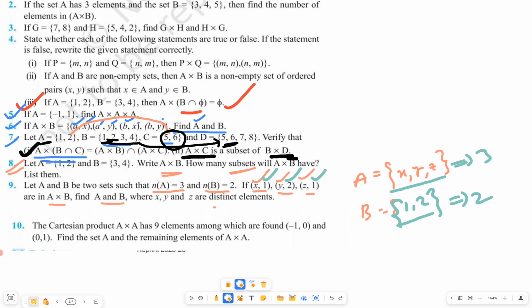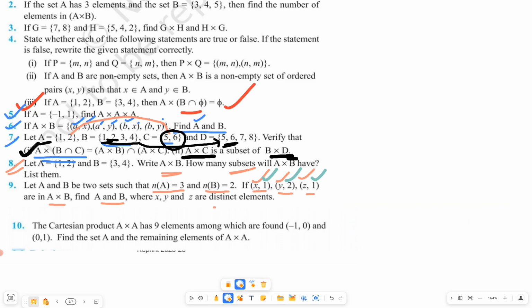Number 10. Cartesian product. The Cartesian product A cross A has 9 elements, among which are found (-1, 0) and (0, 1). Find the remaining elements of A cross A. That is home work.